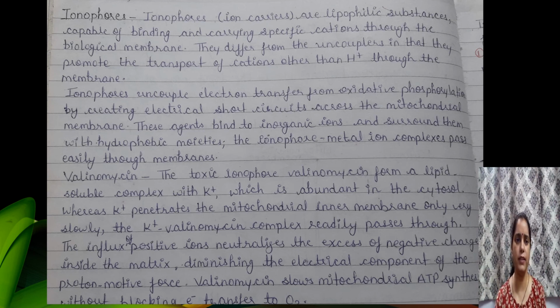One example of an ionophore is valinomycin. The toxic ionophore valinomycin forms a lipid soluble complex with potassium ion, which is abundant in the cytosol. Whereas potassium ion penetrates the mitochondrial inner membrane only very slowly, the potassium valinomycin complex readily passes through, and the influx of positive ions neutralizes the excess of negative charges inside the matrix, and it diminishes the electrical component of the proton motive force. And valinomycin slows mitochondrial ATP synthesis without blocking electron transfer to oxygen. Okay, so it is just a type of short circuit.